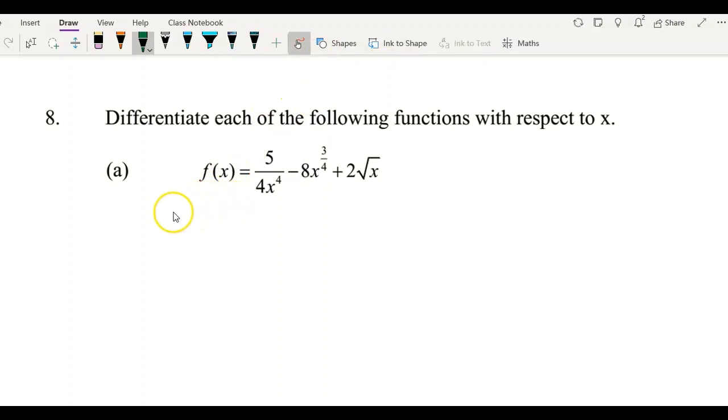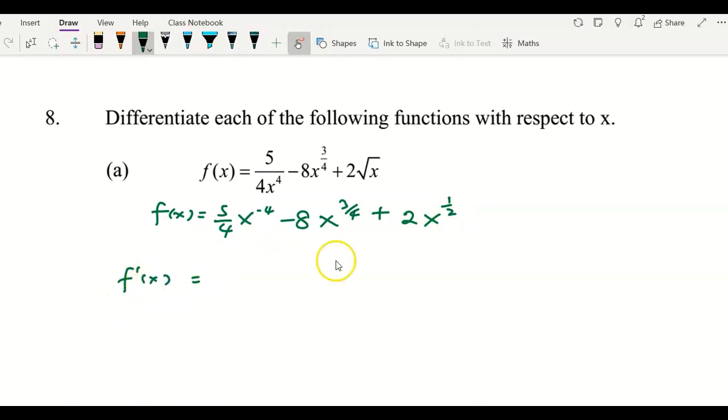Question number 8. I will write the function in the form of powers, meaning that if this is a coefficient and something over x to the power of 4, I will write it in the form of x to the power of negative 4, and 8x to the power of 3 over 4. This is just nice. And the square root of 2x, I also will change into x to the power of 1 over 2. Then I'll start to differentiate it, finding f prime of x. This is a coefficient, 5 over 4, so just write it down.